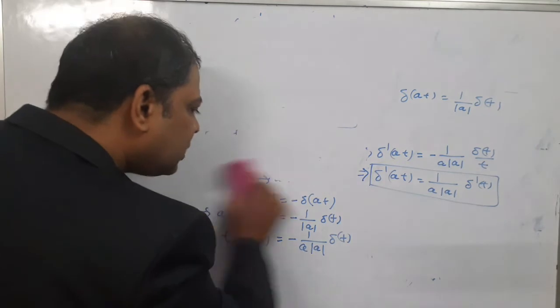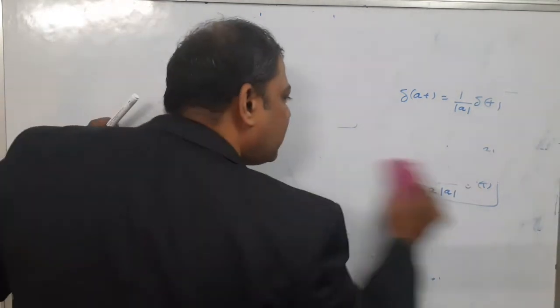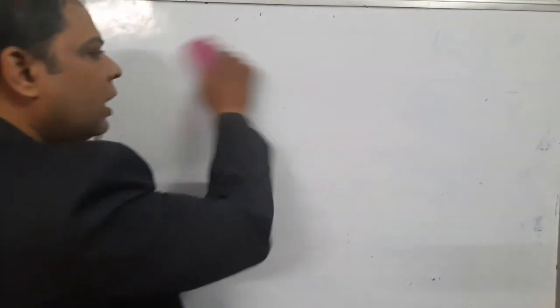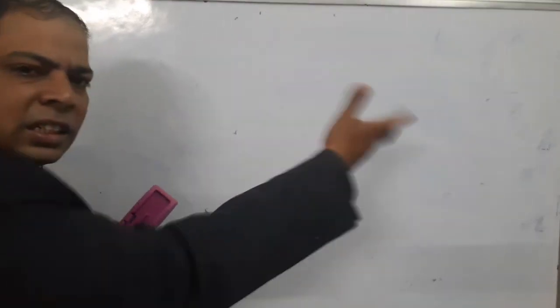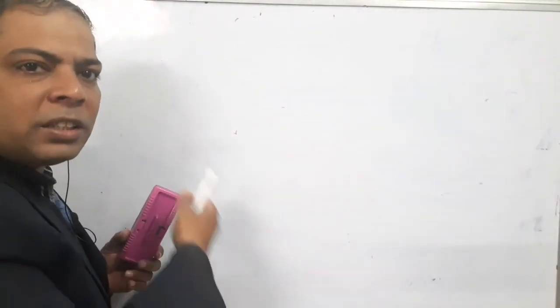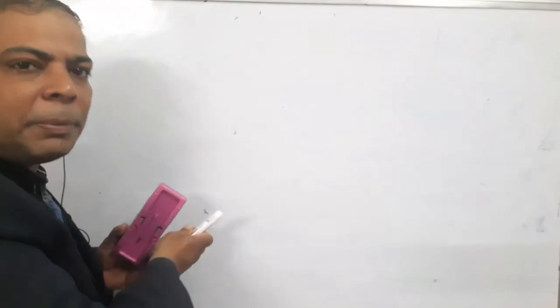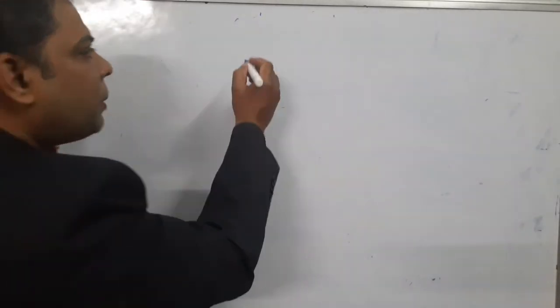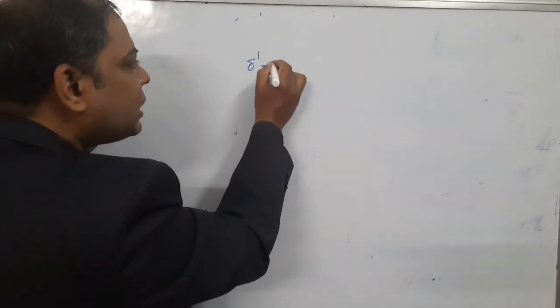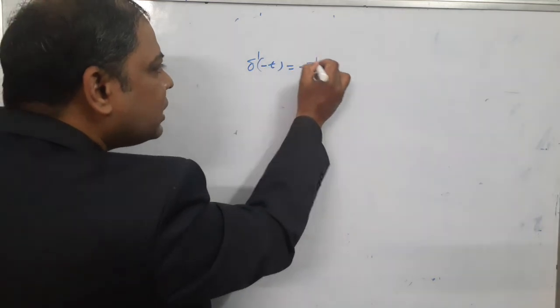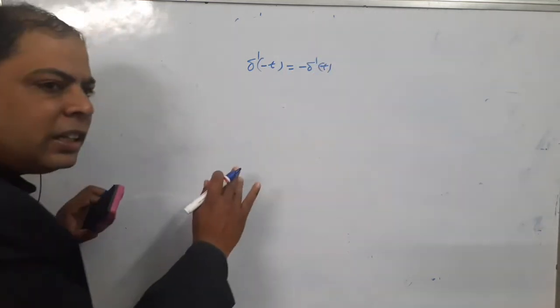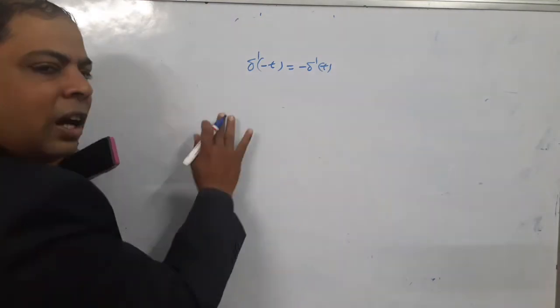So what I have discussed in this class, that means many properties I have told. Combining this property, let me summarize first, then I will discuss in the next video class other properties of this del dash t, that means doublet function. So what are the properties? First property, del dash minus t is equal to minus del dash t. That means you can say doublet function is an odd function.